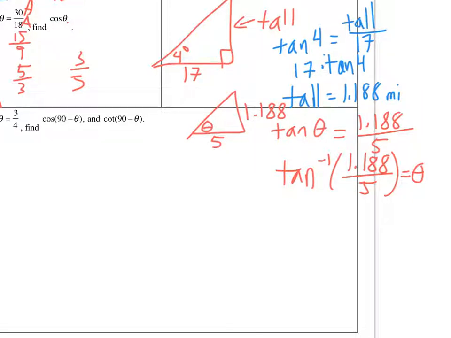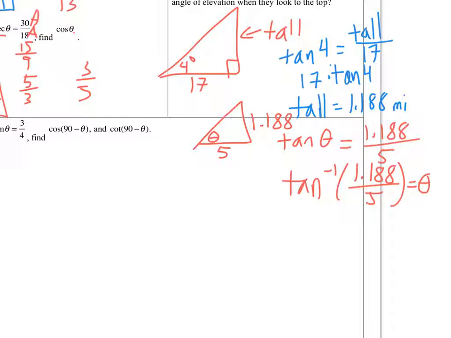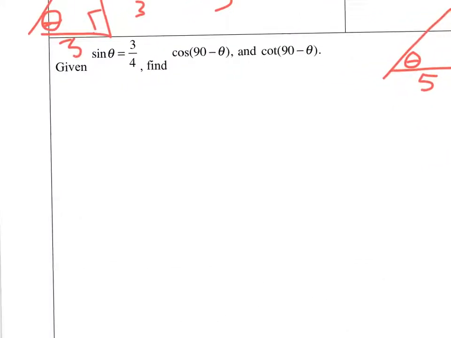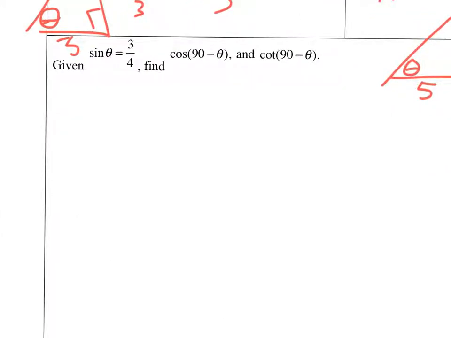And let me see if I can do that on here. So we want arctan of 1.188 divided by 5. We get an angle of 13.365 degrees is equal to theta. Okay, next one.